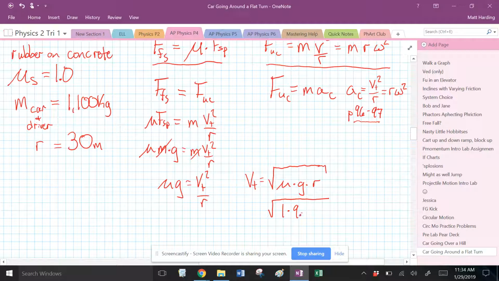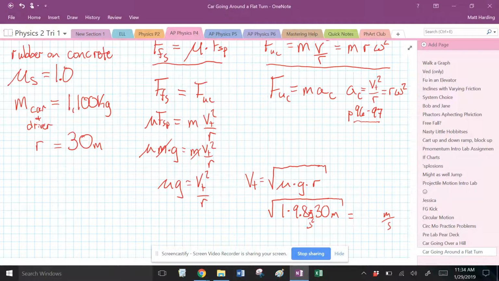g is 10 for all intents and purposes. And then R, the radius, is the 30 meters. So this is effectively meters per second squared. So that's going to give everything under the radical there meters squared per second squared units. And it's going to have the units of meters per second when I'm done. That was the check that helped me catch that I screwed it up. So we're looking at the square root of 300-ish.